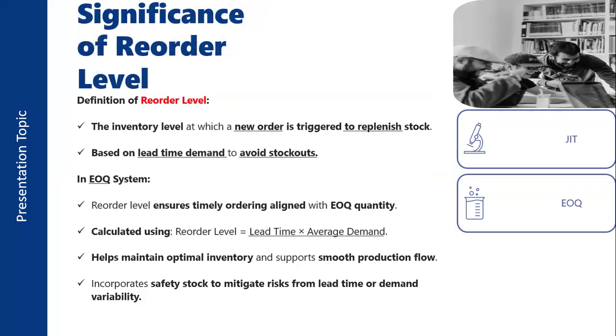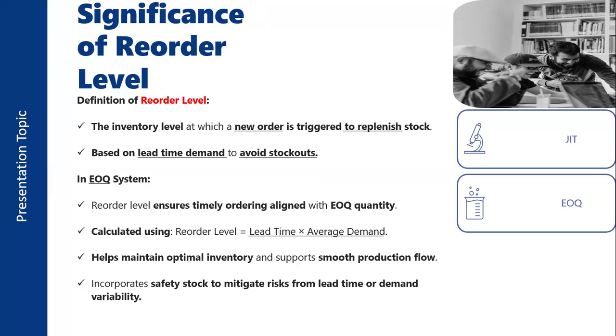The next parameter of balance between EOQ and JIT is reorder level. How do they act? What is that concept? The inventory level at which a new order is triggered or replenished for a stock is called reorder level. As simple as the name itself. Based on lead time demand, to avoid the stock out and halt of production, this is done.